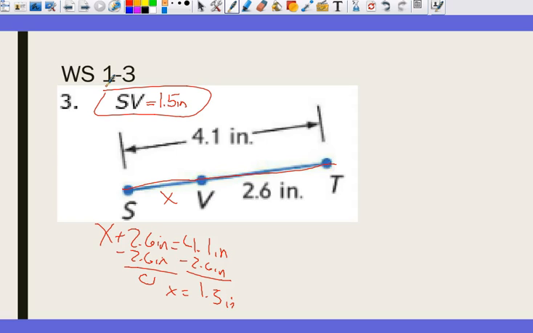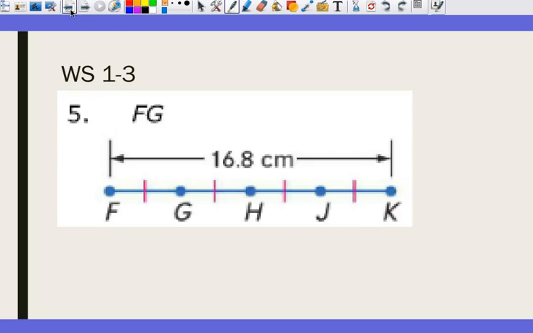Are we ready to move on to the next one? FG. X, so we know what we're looking for. These were called congruency ticks. If you guys remember that, that means this segment is the same as this segment. This one's the same as this one, right? All of those are the same. So we have X, X, and X. So the equation for this would be this segment X plus this segment X plus this segment X plus this segment X is equal to 16.8 centimeters.